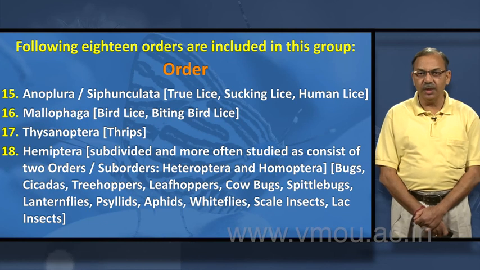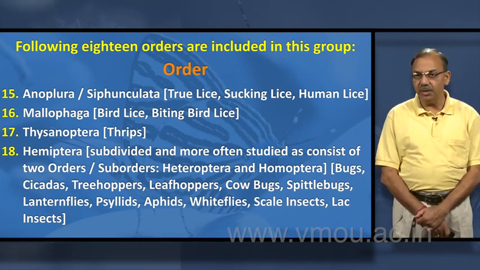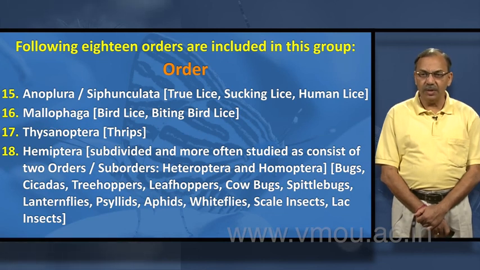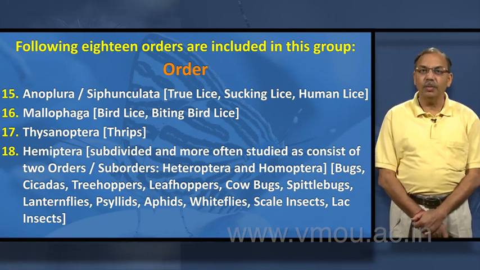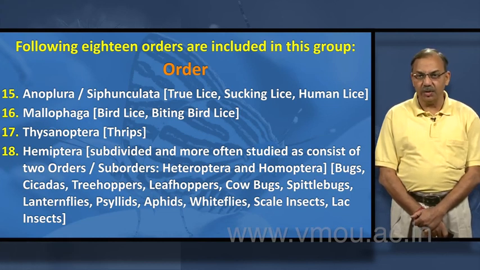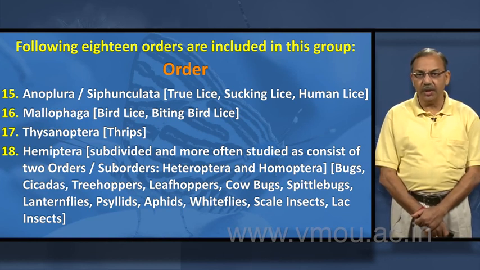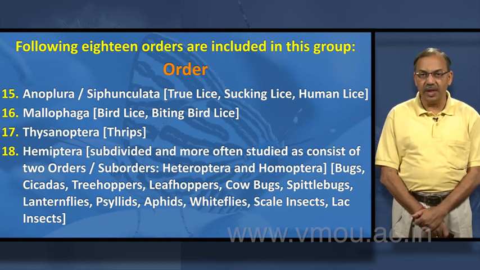दो ग्रुप में डिवाइड किया, हेटेरोप्टरा एंड होमोप्टरा। हेटेरो मीन्स डिफरेंट, होमो मीन्स सिमिलर। हेटेरोप्टरा का विंग हेमी इलिट्रा होता है और होमोप्टरा में दोनों विंग ट्रांसपेरेंट होते हैं। ये कॉमन नेम बहुत सारे हैं इनके जो यहाँ लिखे हुए हैं। बग्स हैं, सिकाडाज हैं, ट्री हॉपर्स हैं, लीफ हॉपर, काओ बग, स्पिटल बग, लैंटर्न फ्लाइज, सिलेट्स, एफिड्स, वाइट फ्लाइज, स्केल इंसेक्ट, लैक इंसेक्ट, all of them are almost having the status of pest.